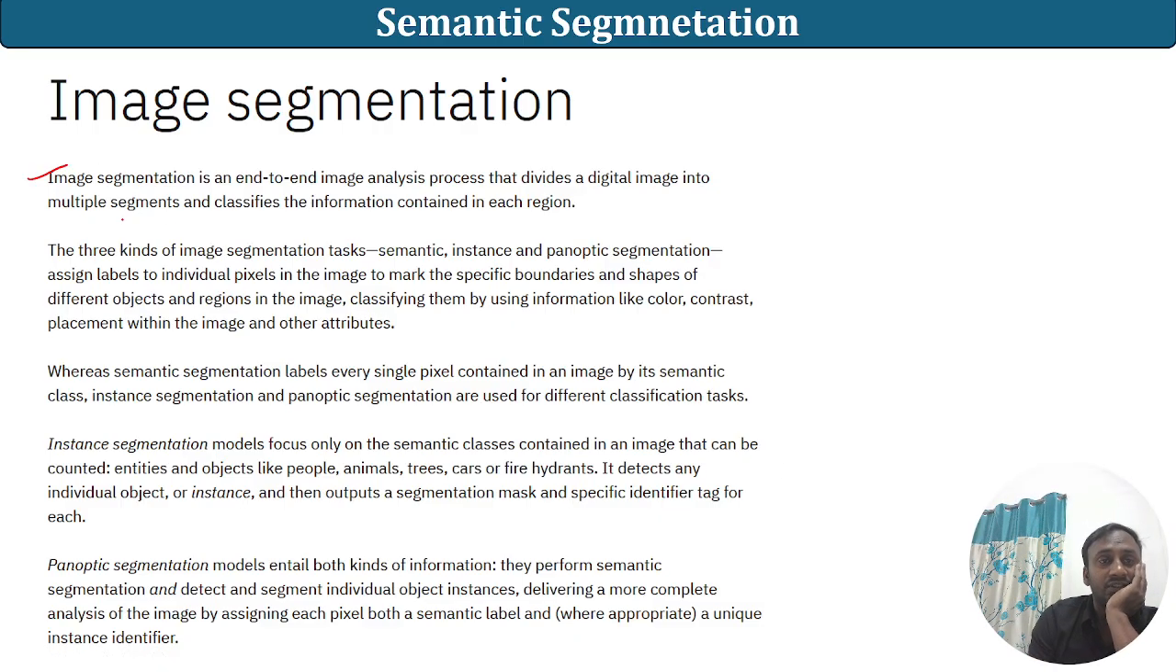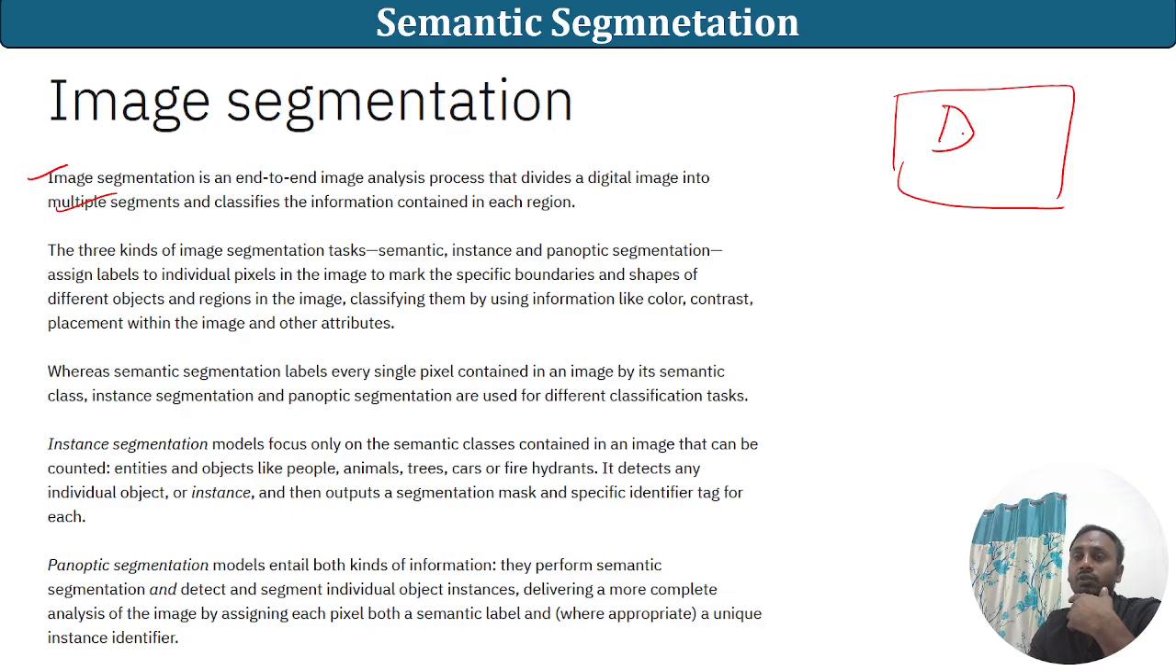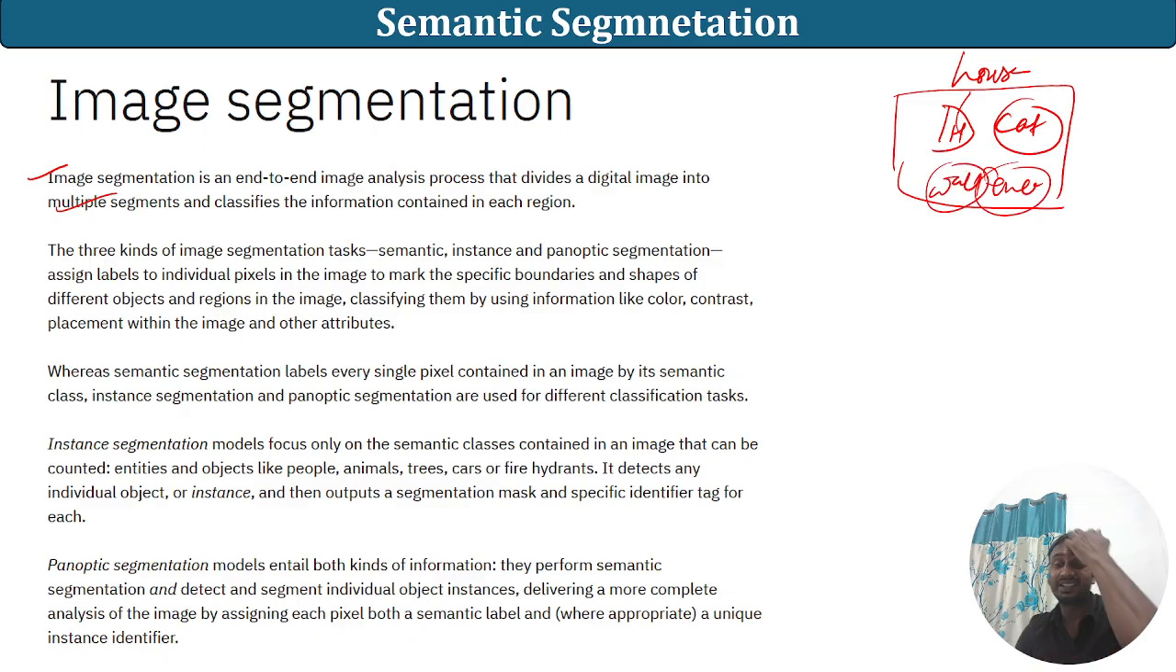Image segmentation is end-to-end image analysis. It processes the digital image into multiple segments and classifies the information contained in each region. Let's say I have one here. This is a house. This is a cat, and let's say this is a fence. This is a wall. So semantics is something where we identify each and every region, each and every segment, to find that out.